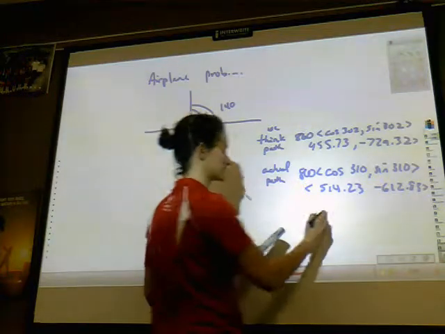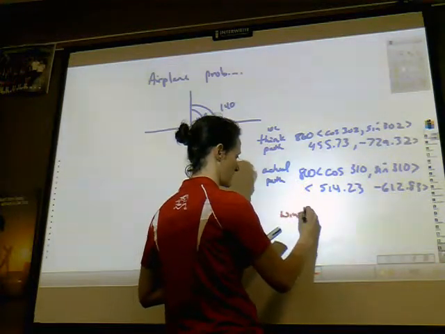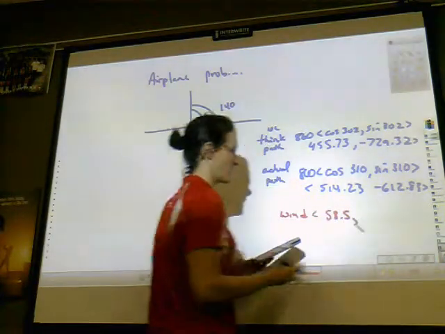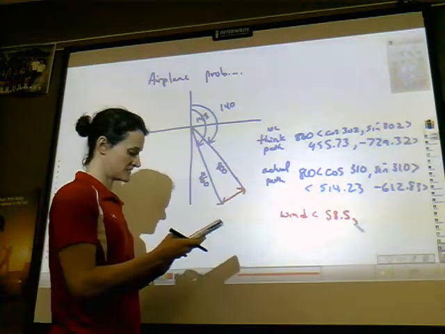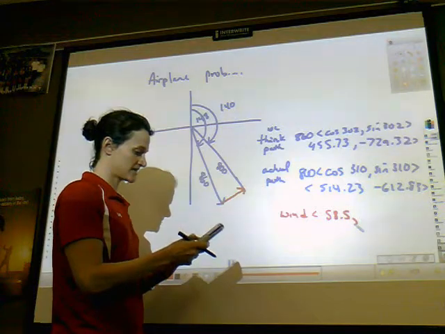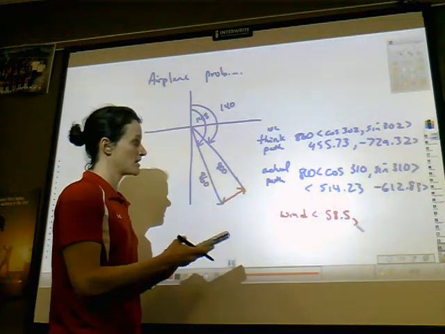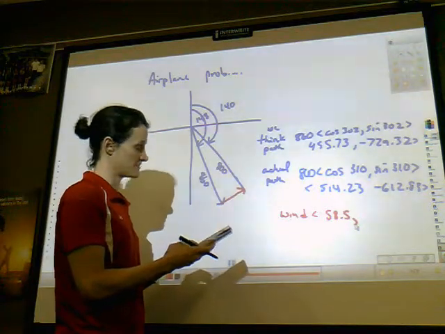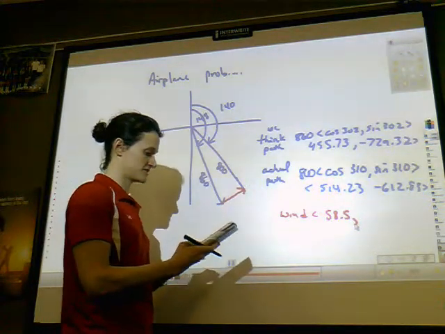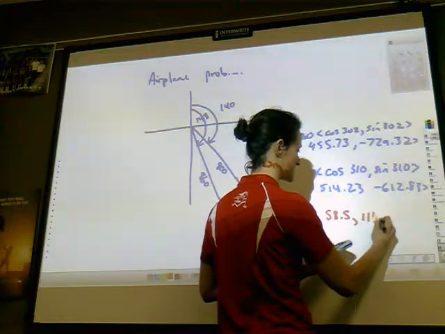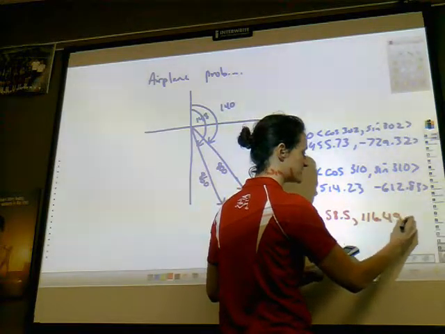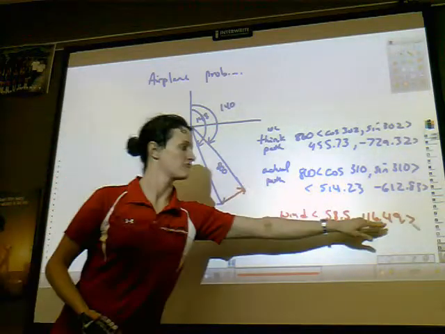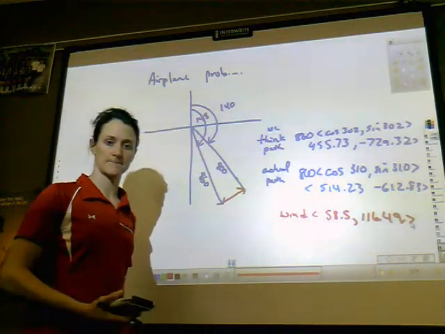So 514.23 minus 455.83 is 58.5. That gives me a wind in component form of 58.5 and, let's do this calculation, negative 612.83 minus negative 729.32. That gives me 116, which is the difference in the components for the actual path and the we think path vertically and horizontally.